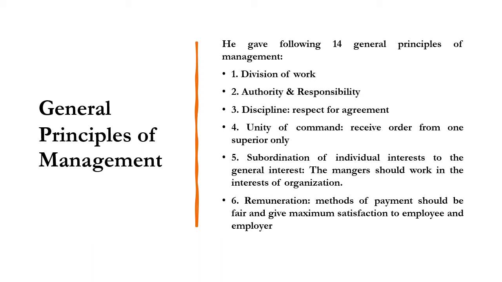Then remuneration: the method of payment should be fair and give maximum satisfaction to the employee and employer. So ultimately the method of payment must be identified by the organization or by the employer. We can understand that when the method of payment is fair and satisfactory for the employees, the organization will pay on time to its subordinates. Then ultimately the subordinates will work more enthusiastically for the organization, and they will be more sincere to the organization.